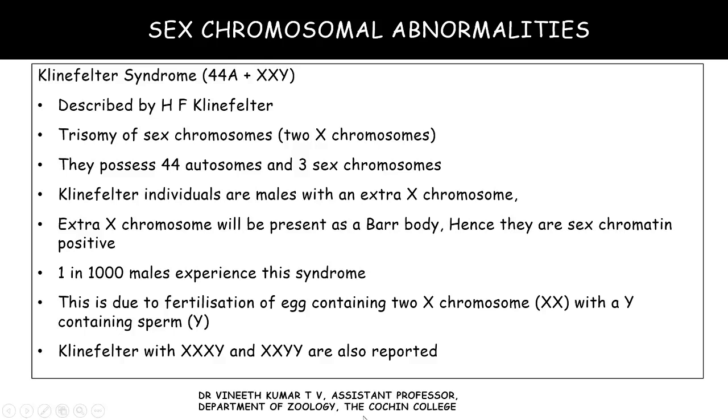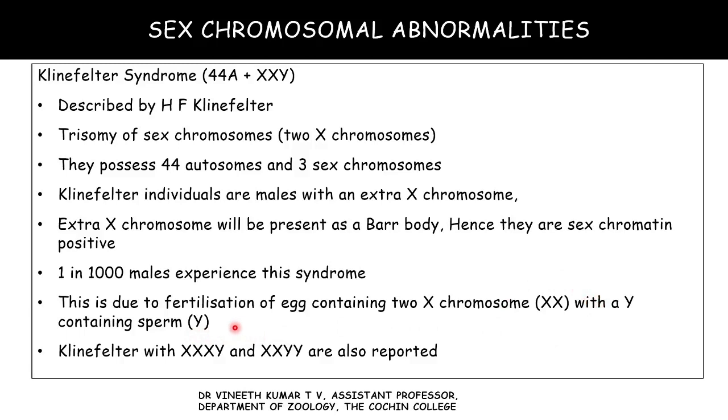So here we said how this Klinefelter syndrome arises. This is also due to aneuploidy or non-disjunction. What happens is the fertilization of an egg containing two X chromosomes, that means an abnormal egg due to aneuploidy or non-disjunction, and a Y containing normal sperm. So this can be taken as a normal one, because the egg which is abnormal can be fertilized with a normal sperm.